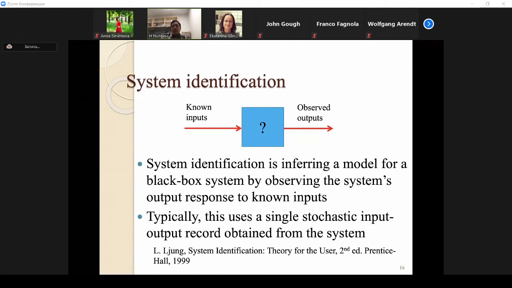For example, you can send a particular input to the system, and then you do homodyne detection, you measure the output, and based on that data, you try to build a model for the black box that you're interested in. A standard text about system identification for classical stochastic systems is the book by Ljung.